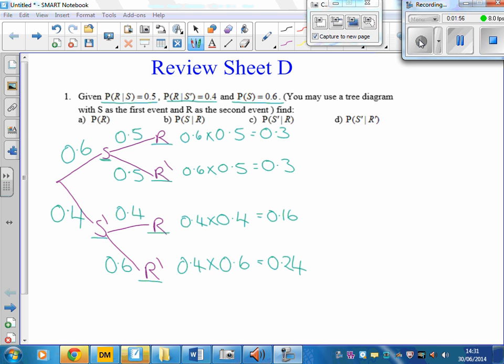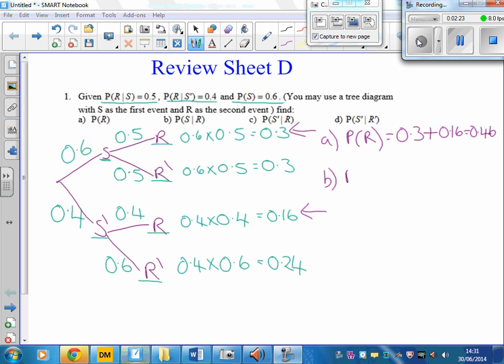I'm now ready to start answering the questions. So for part A, the probability of R happening. R happens here with S first, and R happens here with S dashed first. So the probability of R would just be the 0.3 add the 0.16, which equals 0.46.